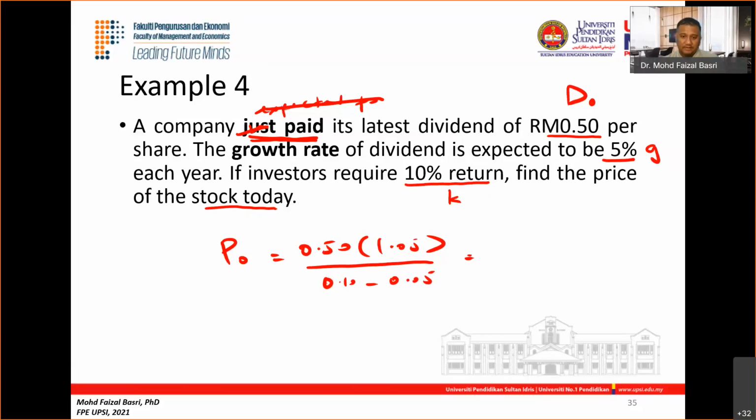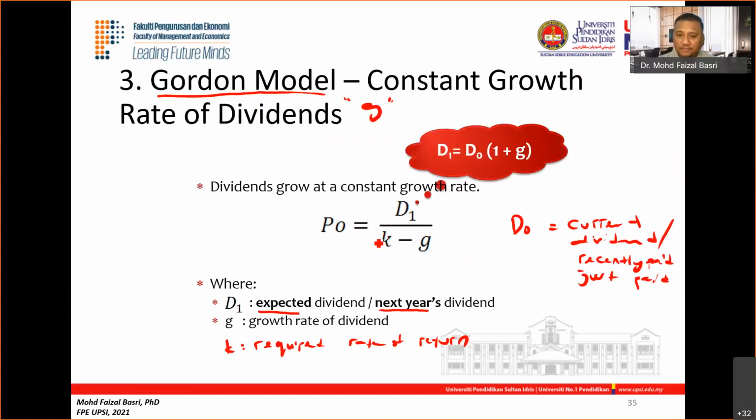5 divided by 5%. So here we have 10 ringgit and 50 cents. That's it. This is how we find the price of the stock today, or the intrinsic value, using the third model. And to determine whether this is the third model, we have a growth rate, and there's only one growth rate, which is 5%. So this is based on model number 3, and if it's model number 3, this is the formula.